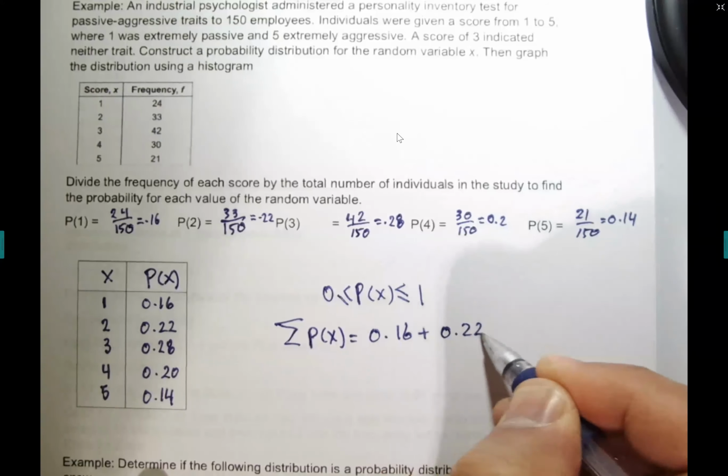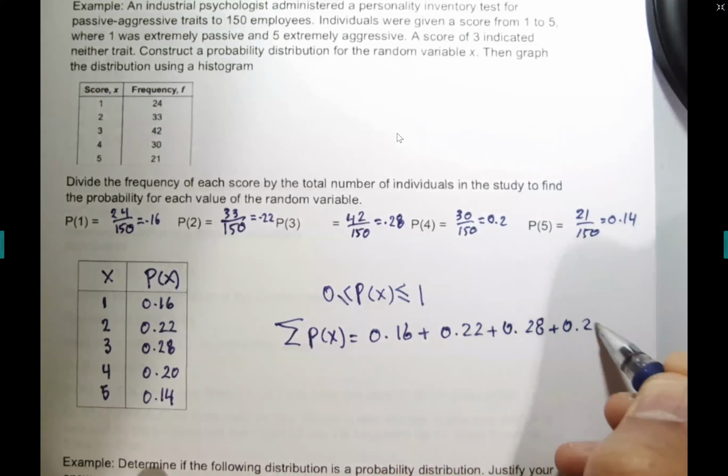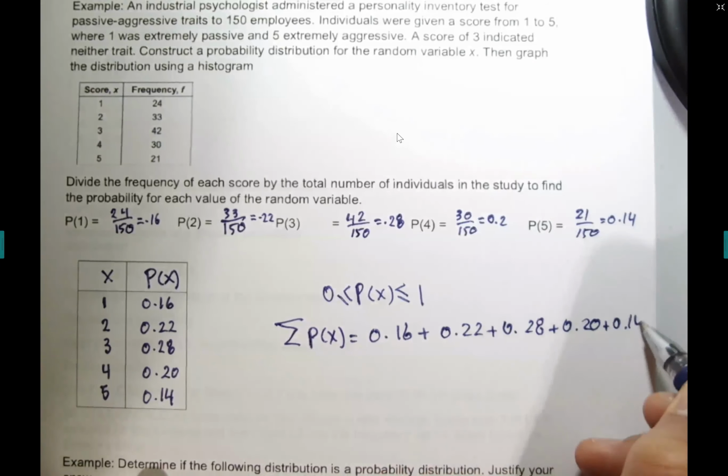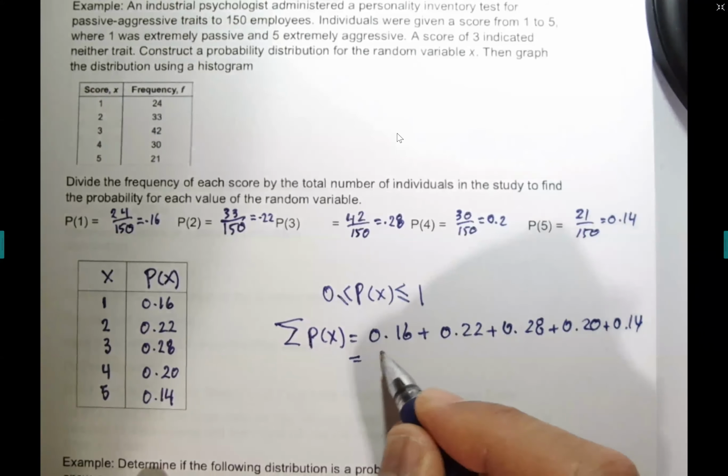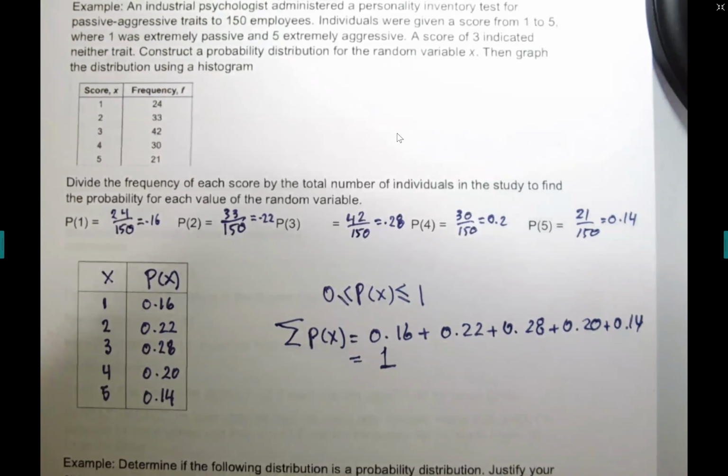0.16 plus 0.22 plus 0.28 plus 0.20 plus 0.14. I don't need to add them because I know what the answer is going to be. It's going to be always 1. If you don't get 1, if I give you an example, let's say on the test, and I ask you, does this represent a probability distribution? If you add them and you don't get 1, that means it's not a probability distribution. A valid probability distribution, all the frequencies, the relative frequencies must add up to 1.